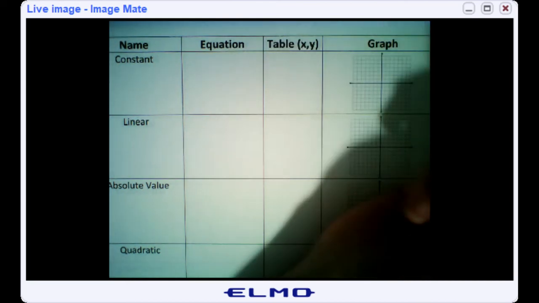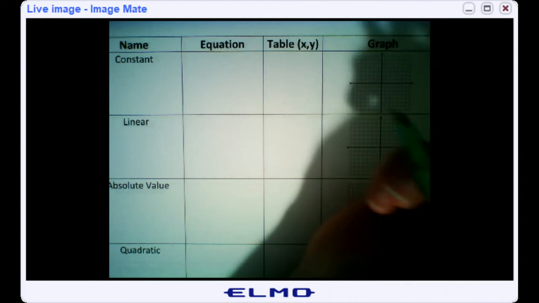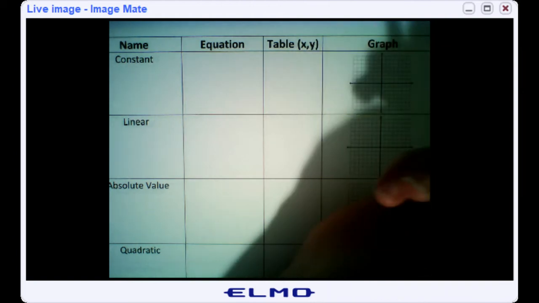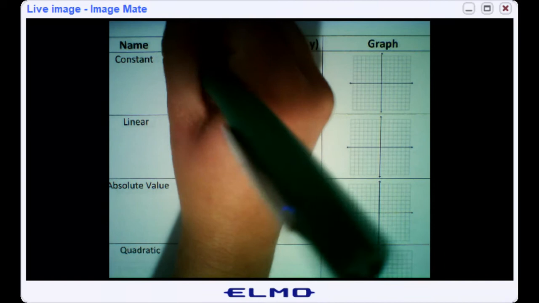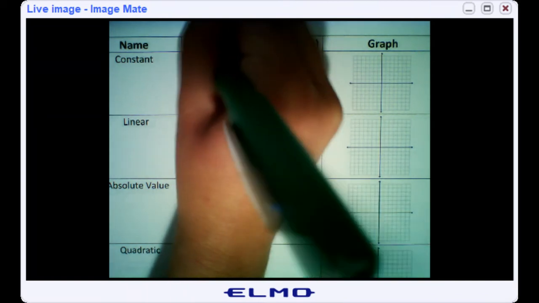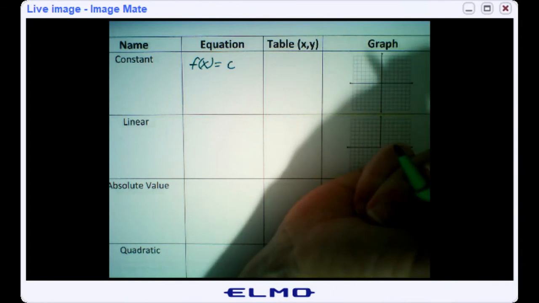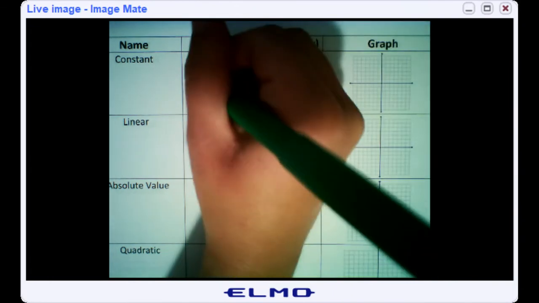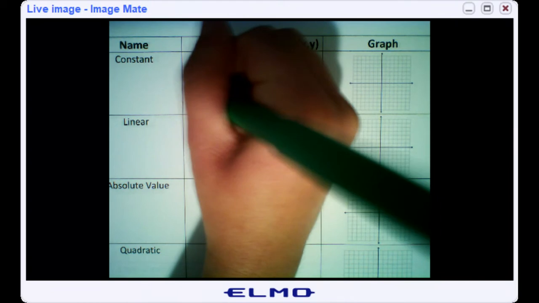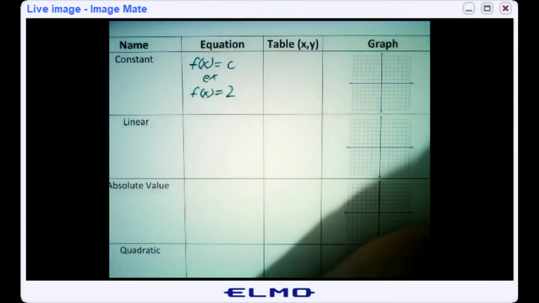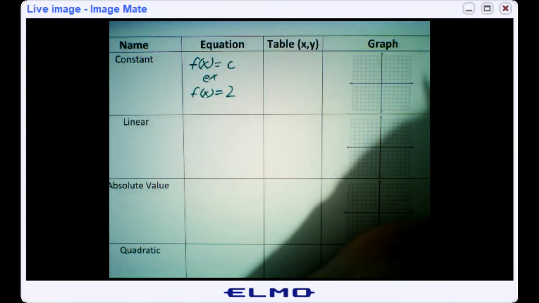So today we're going to talk about parent functions, and they are the most basic functions that are the building blocks of Algebra 2. So a constant function is f of x equals c, and c is just going to be some kind of number. So an example would be f of x equals 2. Remember, f of x is the same thing as y.